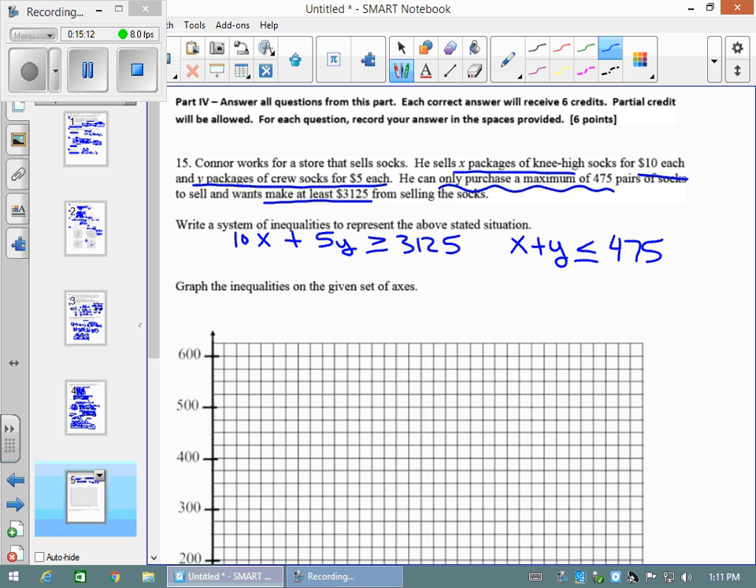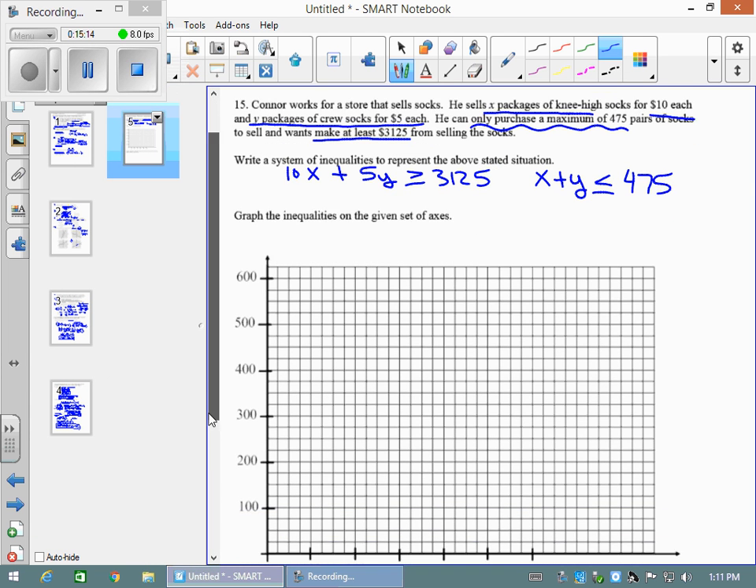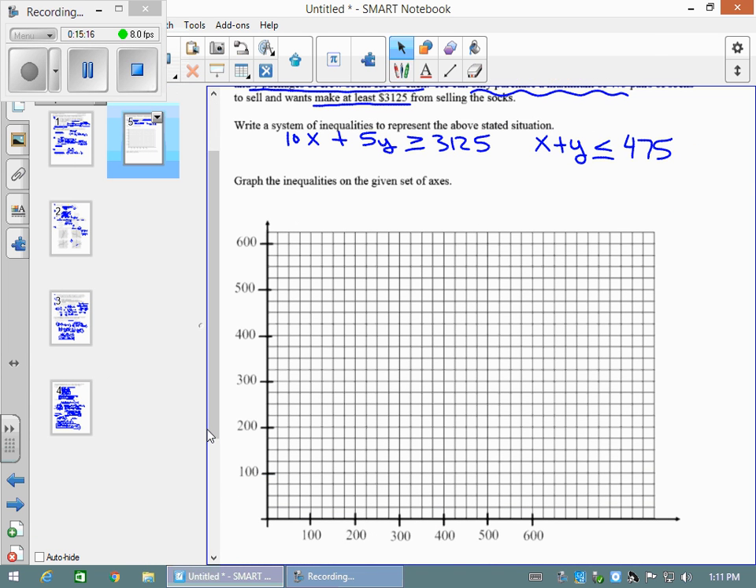use two different colors. You know what? Why don't I write this one red so that you can see the difference. So I'm going to start with that one. I'm going to isolate by subtracting x from both sides. So y is less than or equal to negative 1x plus 475.